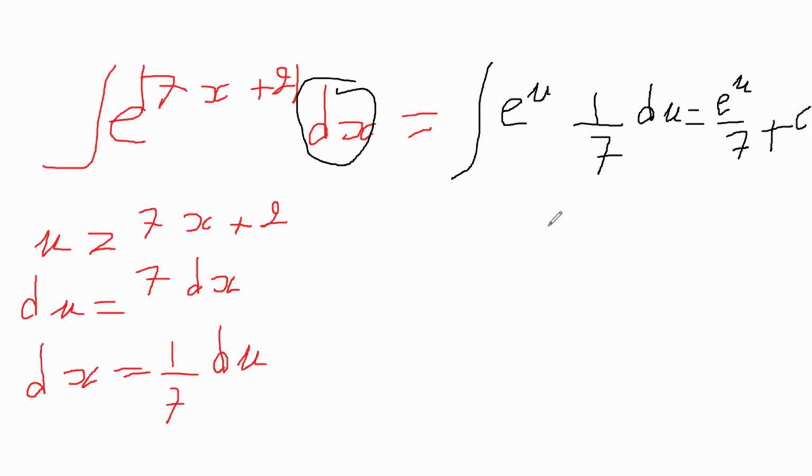طبعا آخر ستيب هي نرجع نعوض اليو. نعوض اليو بالـ 7x بلس 2: exponential 7x بلس 2 اوكي بلس كونستانت. This is the request. Is it okay?